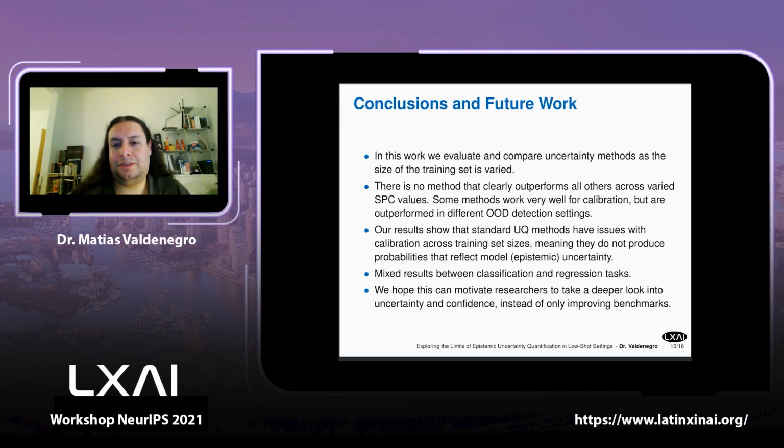Now, to close this presentation, in this work we evaluate and compare uncertainty methods as the size of the training set is varied. Of course, there is no method that clearly outperforms all others across all sizes of the training set. Some methods work very well for calibration, but others outperform in different out-of-distribution detection settings. So I think this paper shows that the standard uncertainty quantification methods have issues with calibration across training set sizes, meaning that they don't produce a real epistemic uncertainty. Maybe it's only a weak estimation of epistemic uncertainty. And there are also very mixed results between classification and regression tasks.